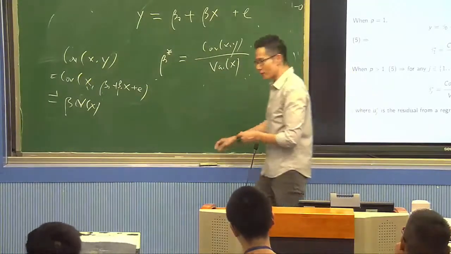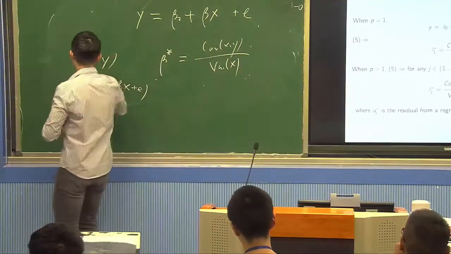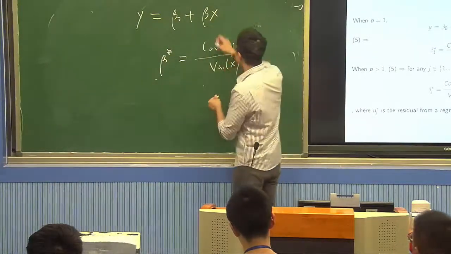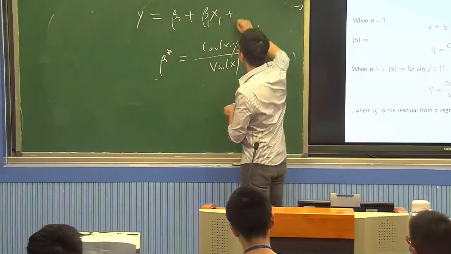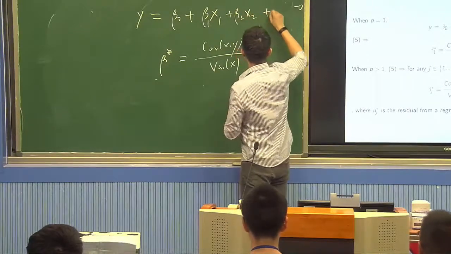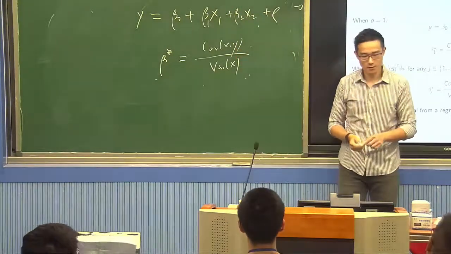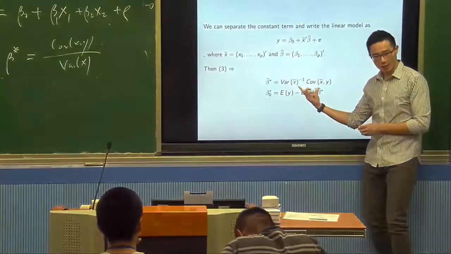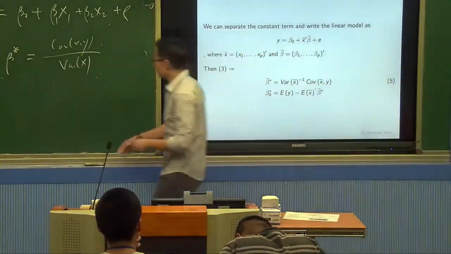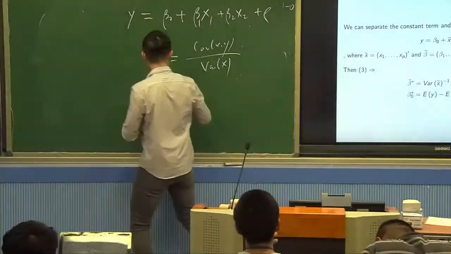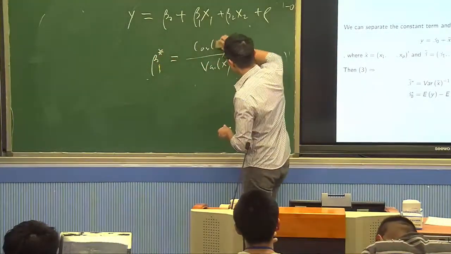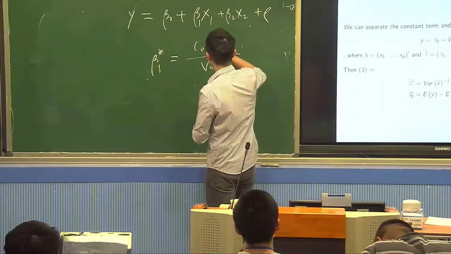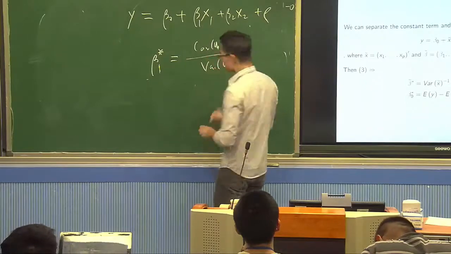Now what may be unfamiliar to you is that once I have more than one dimension, once I have beta 1 x1 plus beta 2 x2 plus e, let's go to two dimensions. What this formula implies is that the optimal beta 1 is this, okay? Instead of x, I'm going to replace it with u1 and u1.